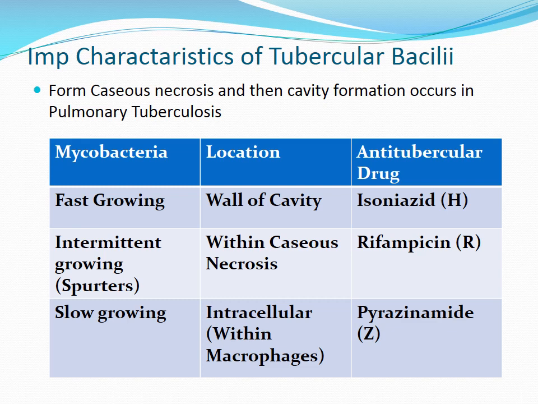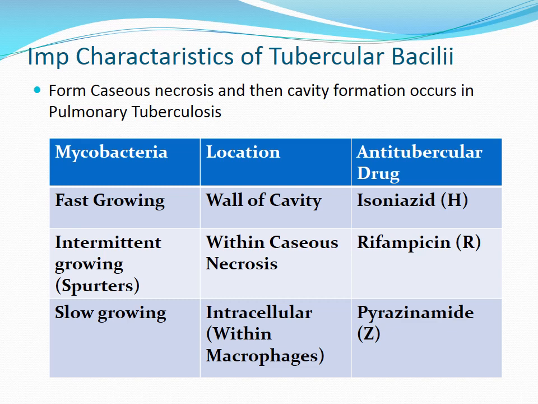Before actually starting with antitubercular chemotherapy, I want to revise this slide which we have already seen in the first lecture. Whenever tuberculous bacilli are present in an individual, there are various subpopulations of tubercular bacilli, and a particular drug is active against each subpopulation. First, the fast multiplying bacilli, which require higher oxygen, are found in the wall of the cavity, where oxygen tension is high; caseous necrosis is within the cavity wall. Isoniazid is the drug which is very effective against these fast multiplying bacilli.